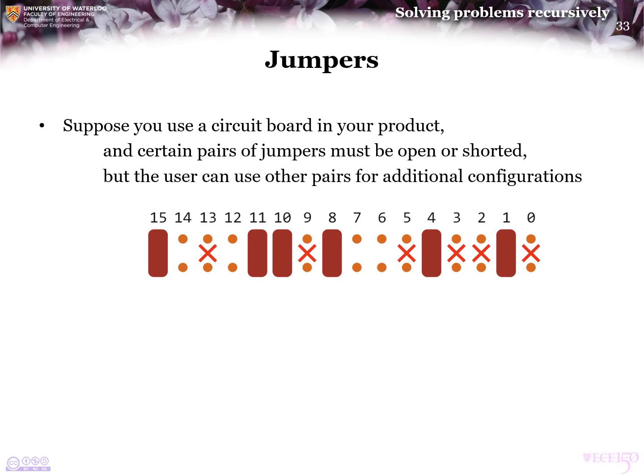So for example, here, pairs 1, 4, 8, 10, 11, and 15 must be shorted, while pairs 0, 2, 3, 5, 9, and 13 must be left open. This leaves pairs 6, 7, 12, and 14, which are user configurable. That means the user can optionally leave them open or shorted to suit their purposes.